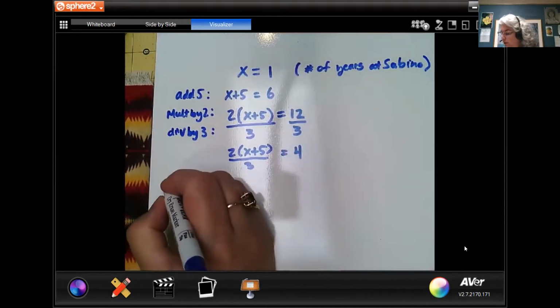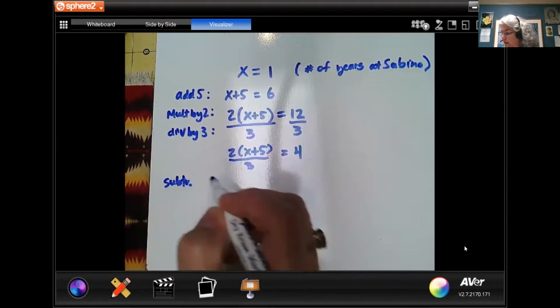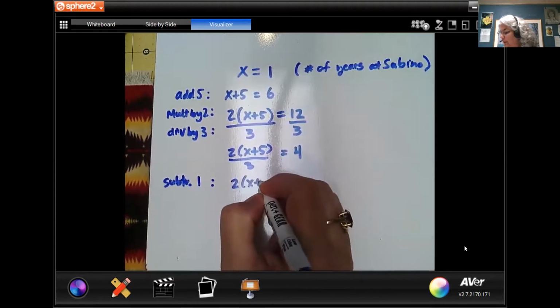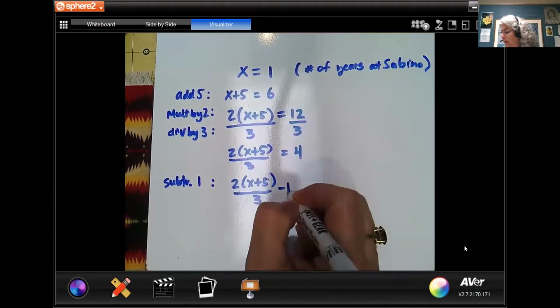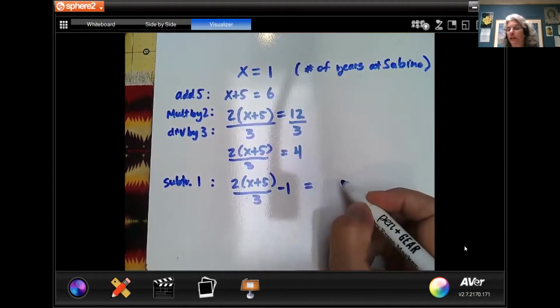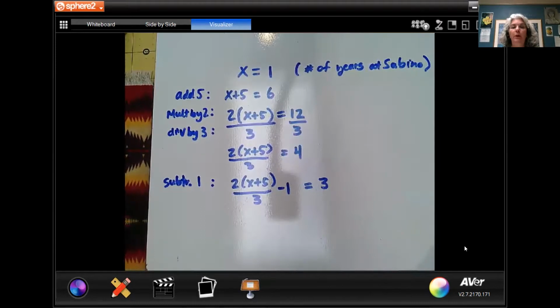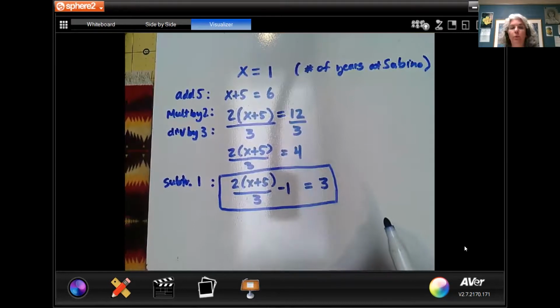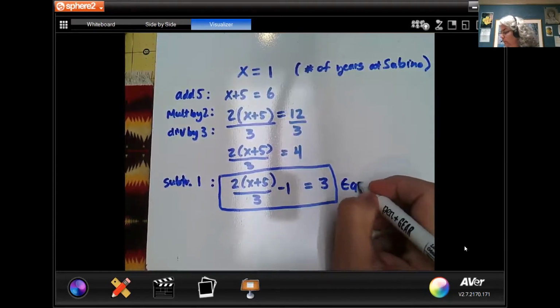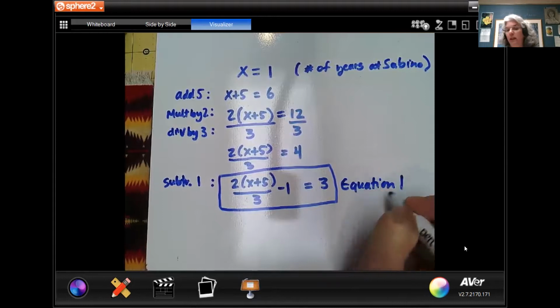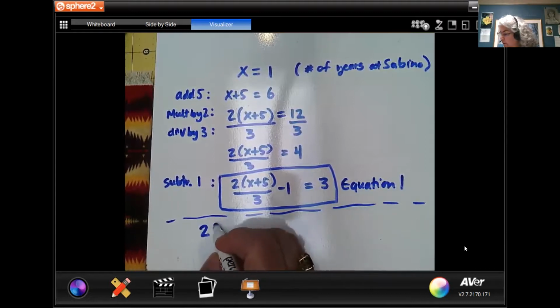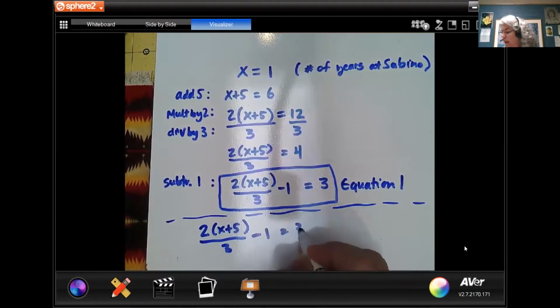Now I'm going to make one more step. I'm going to subtract, let's subtract 1. And so if I subtract 1 from the left-hand side, I get that. And if I subtract 1 from the right-hand side, I get this. So this is my built-up equation. This is what I would put in for my equation 1. And so then in the second half, I want to write this equation, and I want to solve it.